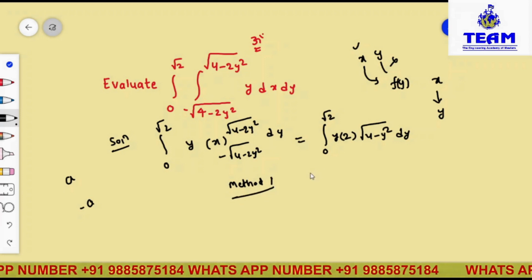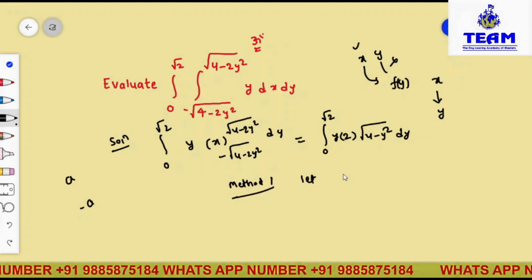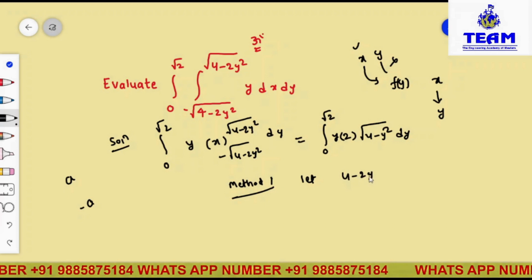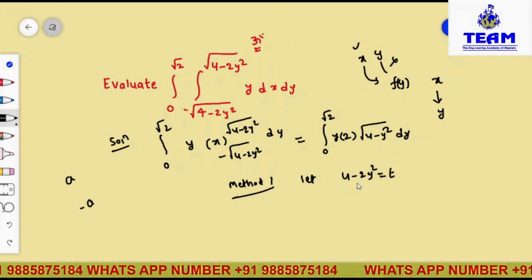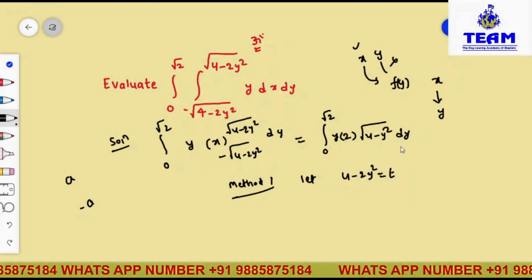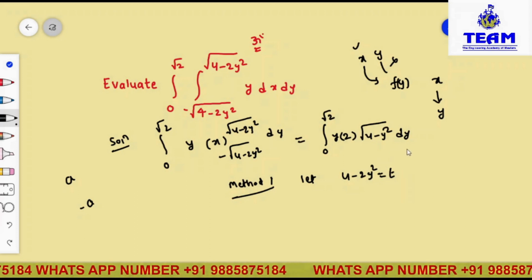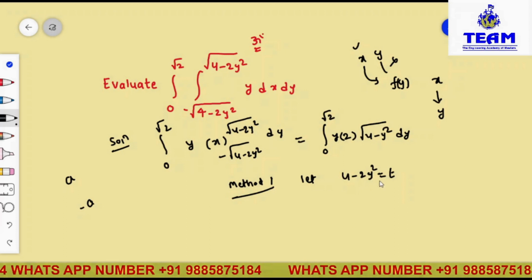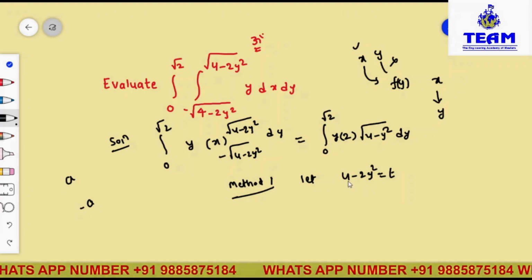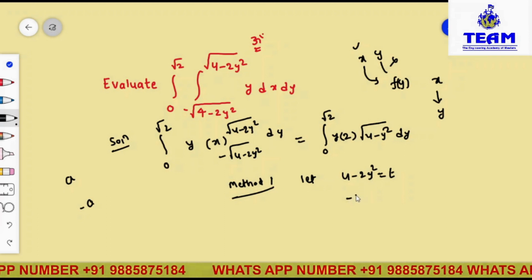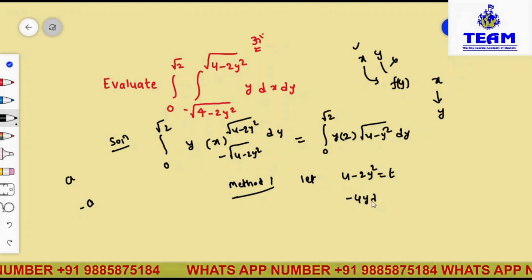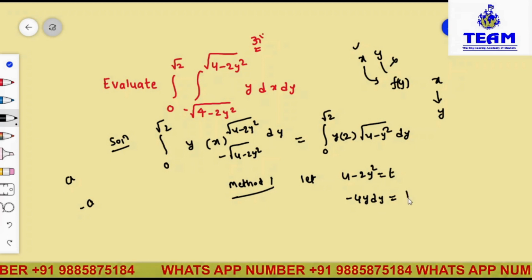Method one: let 4 minus 2y square equal to t. You have to consider this. Now I am changing y in terms of t, so I have to change dy also in terms of t. Differentiating with respect to y: the derivative of 4 is 0, minus 2 is a constant, and the derivative of y square is 2y. So you will have minus 4y dy is equal to dt.